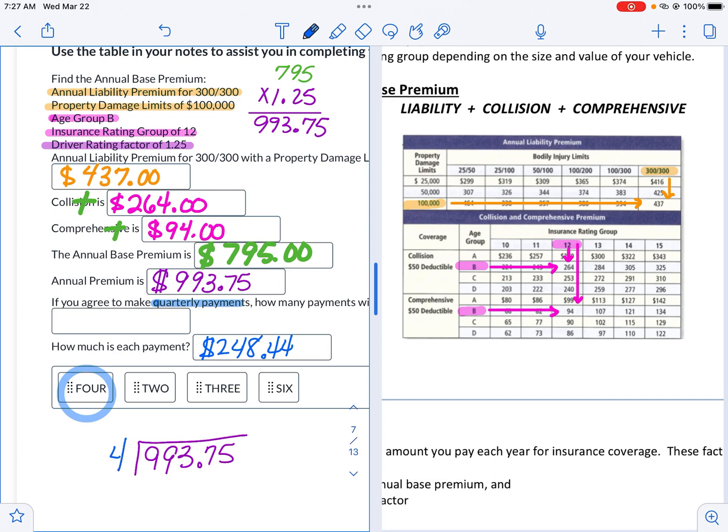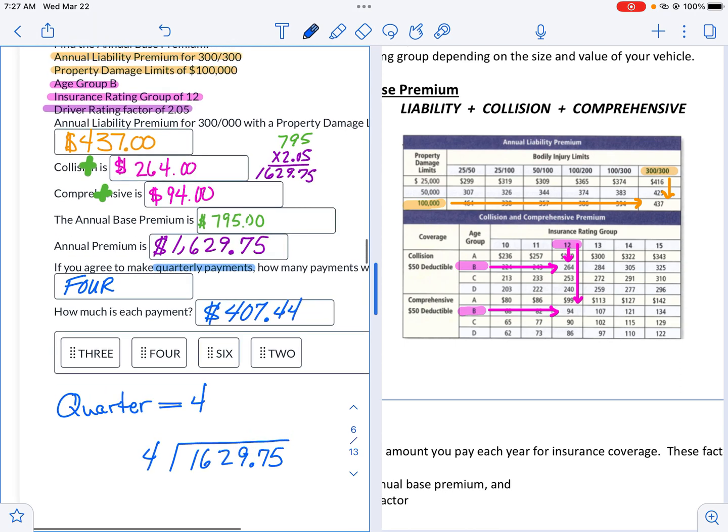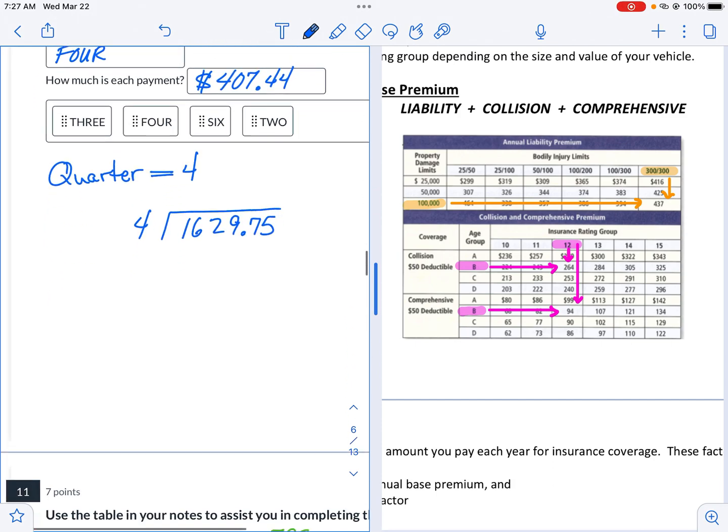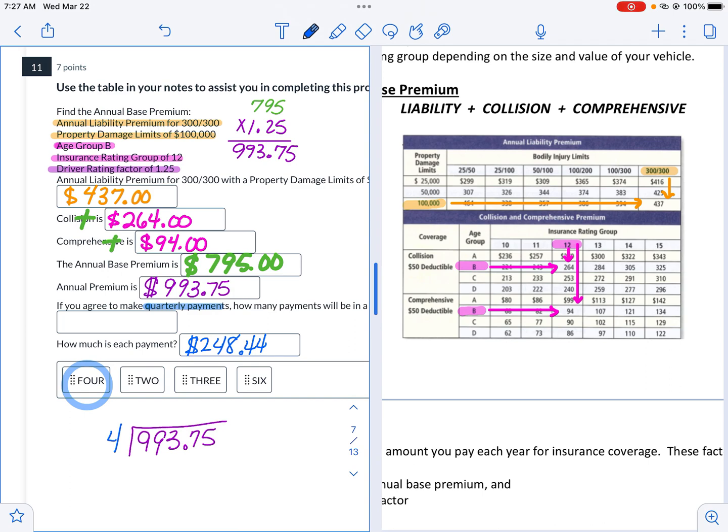So the reason a lot of those numbers in the problem were the same was I wanted you to understand the comparison. So this person up here in question 10, they had a driving rating factor at 2.05. So they had a poor driving rating factor. This person had a better one at 1.25. So even though they have the exact same insurance, the exact same coverage, this person's paying less because their driving record is better, because their credit score is better.